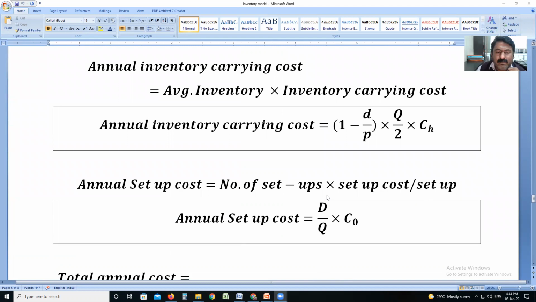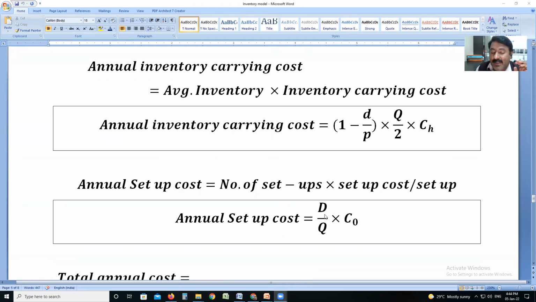Annual setup cost. Number of setups into setup cost. How do you calculate the number of setups? It is the demand divided by the quantity per setup, into setup cost. So number of setups: 1000 order is there and 100 is the quantity per setup. So 1000 divided by 100, there will be 10 setups.